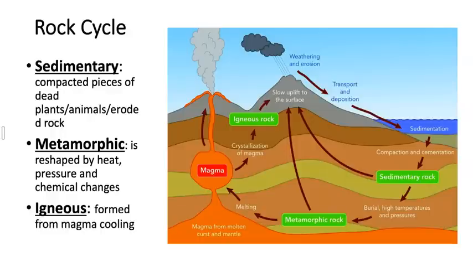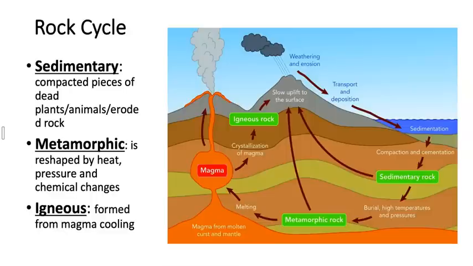Let's get started with a review of the rock cycle, which is going to tie directly into soil and soil formation. So there's three different types of rocks that you should be familiar with. Chances are you won't be tested on these directly on the AP exam, but some of the processes that these three types of rocks undergo are important for actual soil formation, which we'll be talking about in a minute.